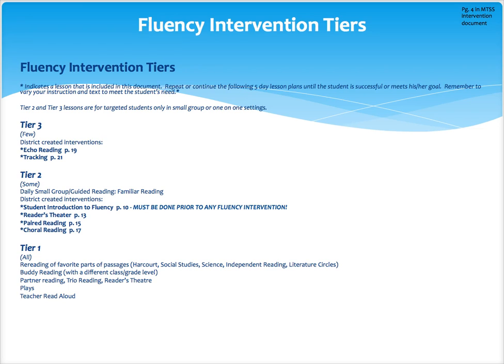The different fluency intervention tiers. There are 3 tiers. Tier 1 at the bottom of the page is what you're doing already for all students to help improve their fluency. Tier 2 includes 4 different interventions, and Tier 3 has 2 interventions. Tier 2 and Tier 3 lessons are for targeted students only in one-on-one settings or in a small group. Also remember, when beginning the Fluency intervention, that you will always start with a student introduction to Fluency on page 10 in your documents.